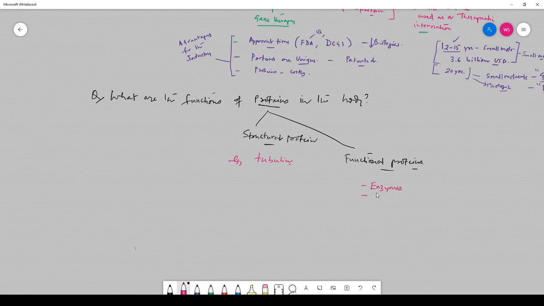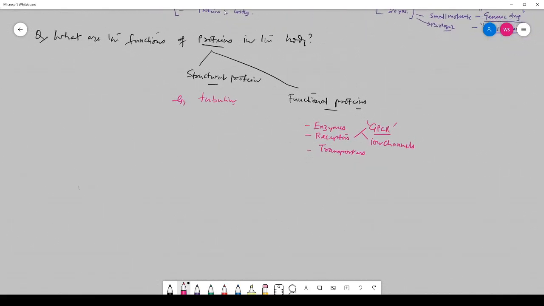They can be receptors. Okay, and receptors can be GPCRs. What are GPCRs? G protein coupled receptors. They can be ion channels. Or they can be transporters.